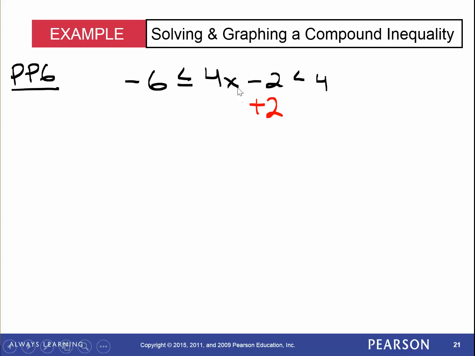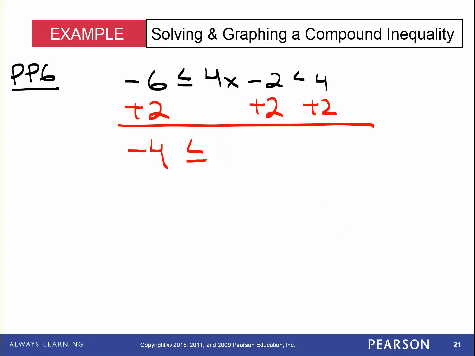We've got to get that x by itself, so we're going to add 2 here, but we're also going to add 2 to this side as well as 2 to the other. So really you're working on 3 different sides. So negative 6 plus 2 is a negative 4, less than or equal to 4x, and then less than 6 on that side.